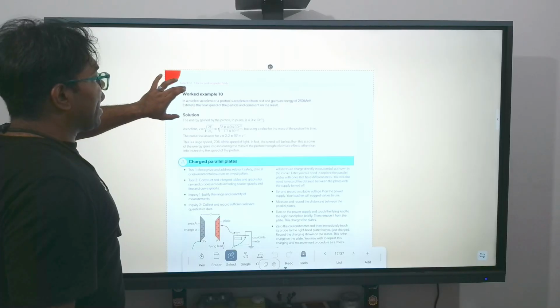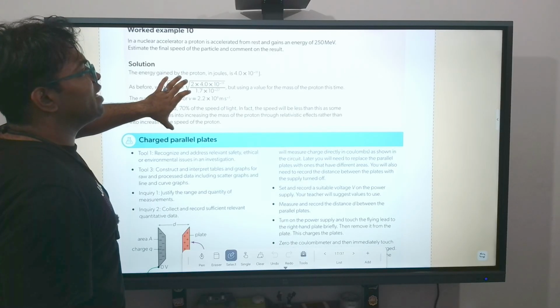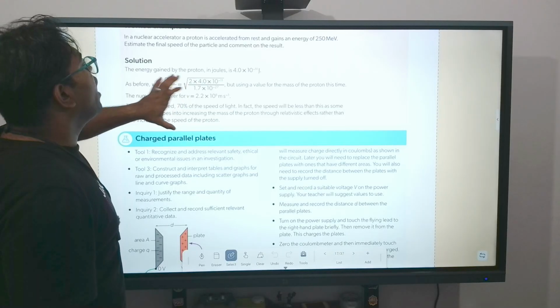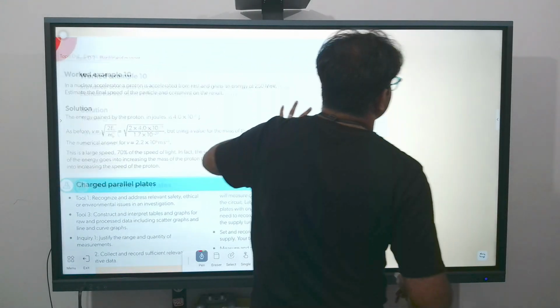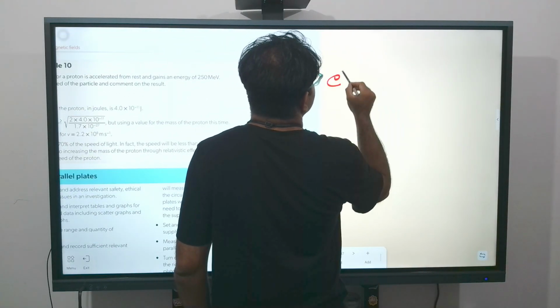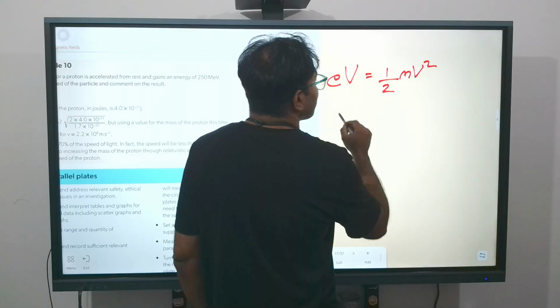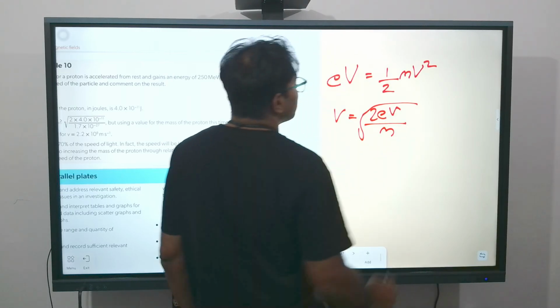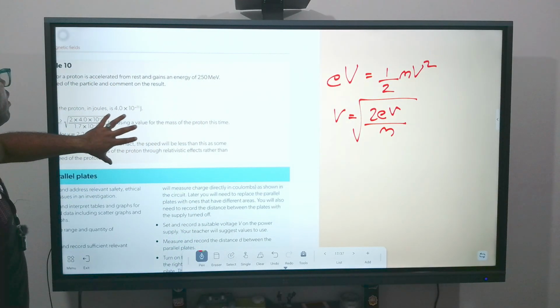Next, in a nuclear accelerator, a proton is accelerated from rest and gains an energy of 250 mega electron volts. Estimate the final speed of the particle and comment on the result. Actually, look at this. The electron volt energy is equal to half mv squared, so v is equal to the root of 2eV upon m. This is the actual formula that you have to use here.